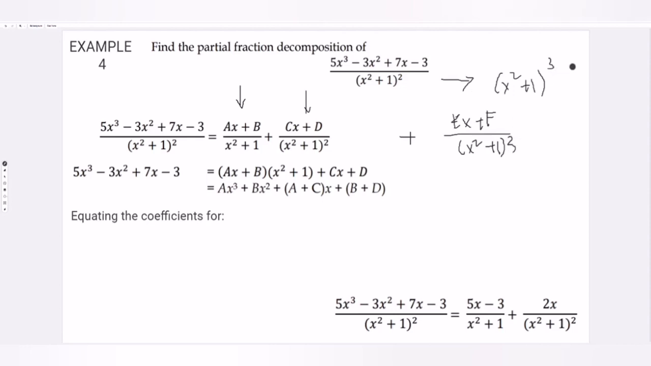So again, assuming our denominator is (x squared + 1) raised to 3, the same here: start with (ax + b) over (x squared + 1) plus (cx + d) over (x squared + 1) squared plus (ex + f) over (x squared + 1) raised to 3. If we have (x squared + 1) raised to 4 here, you add (gx + h) over (x squared + 1) raised to 4. So that's how you are going to apply the concept for the repeated factors.